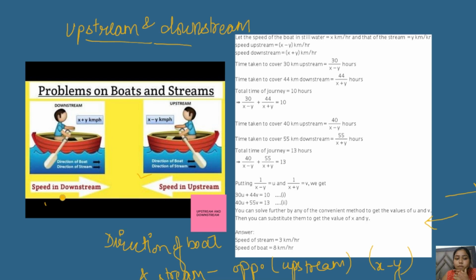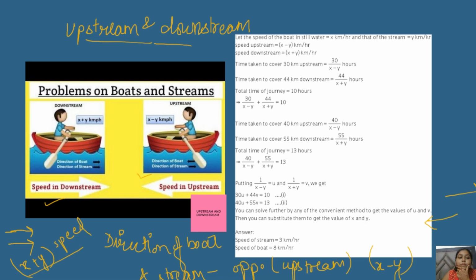In the case of downstream, both directions are the same. So in that case we just add, x plus y, where x is the speed of the boat in still water and y is the speed of the stream, right?